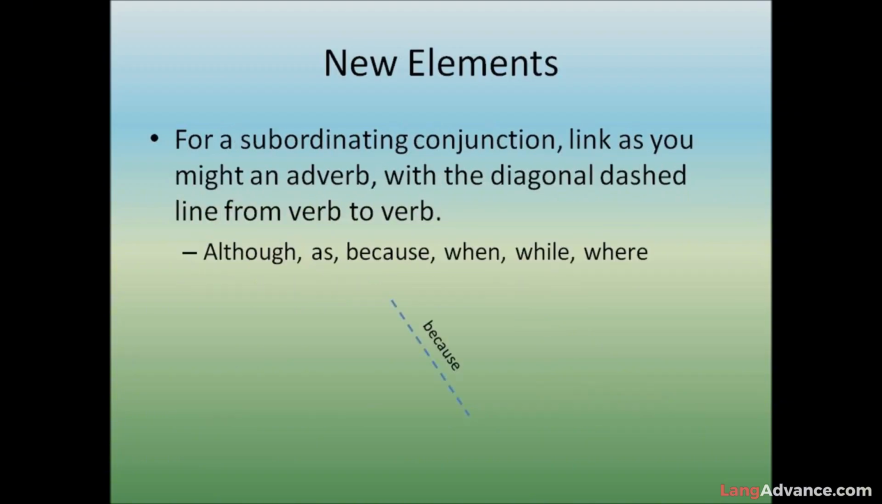When we use a subordinating conjunction, we're going to link them as we might an adverb with a diagonal dashed line from verb to verb. Some of the subordinating conjunctions we use most often include although, as, because, when, while, and where.